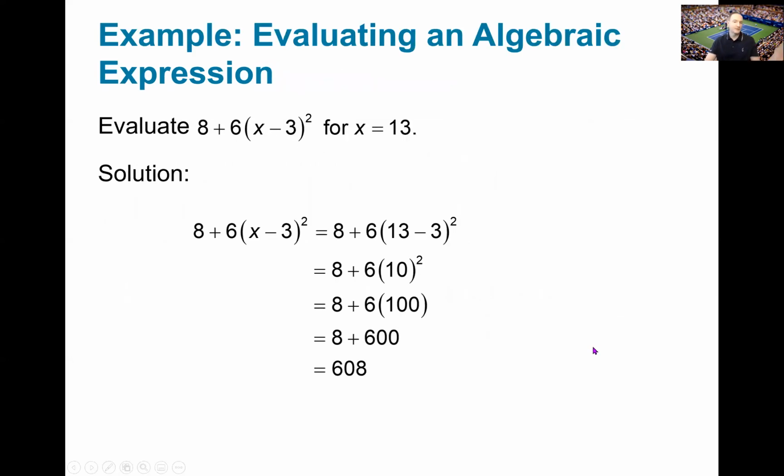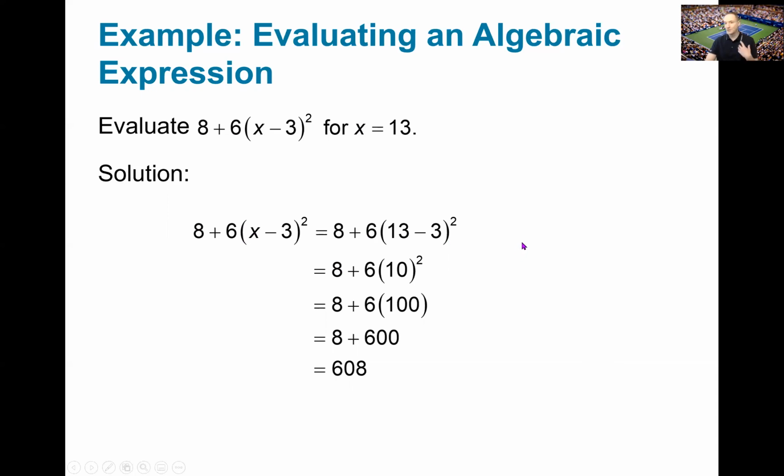Now, first thing, we're going to go ahead and look at evaluating a simple algebraic expression. In this case, if I ask you to evaluate 8 plus 6 times the group x minus 3 quantity squared, and I'm wanting you to evaluate that for x equals 13, you say, hey, no problem. All you're going to do is take that expression and plug a 13 into the place that x was. So please notice from this step to this step, all I did is I replaced x with a 13. And now you have to use your order of operations.